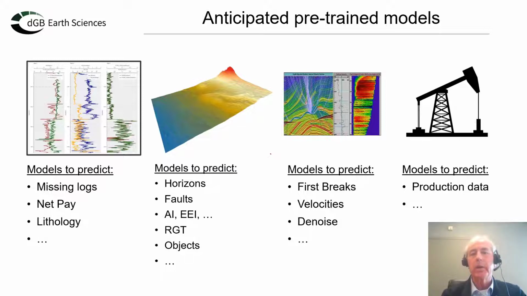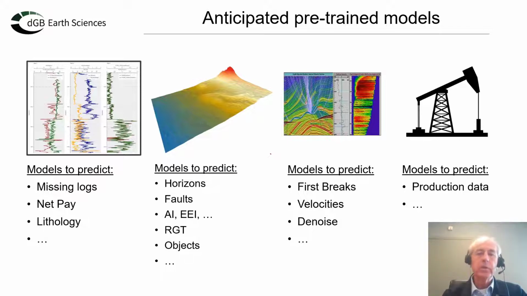So you get already a very quick look set of horizons if you apply such models. The same holds for faults, maybe acoustic elastic impedance type of predictions, RGT predictions, and objects like salt, chimneys, things that also have certain characteristics and can be extracted from the seismic and reapplied, because the characteristics are often the same across different seismic data sets.